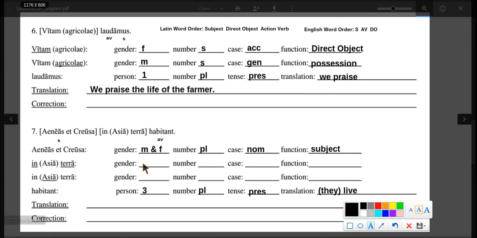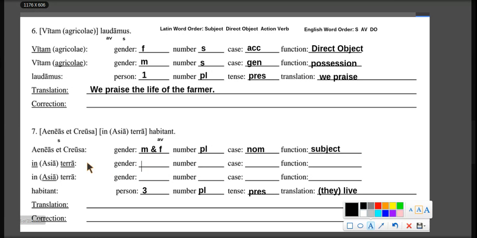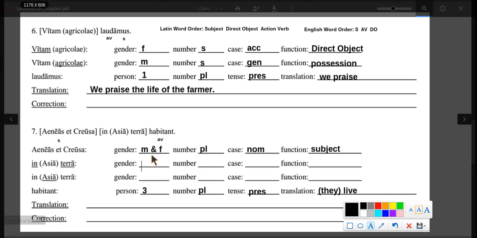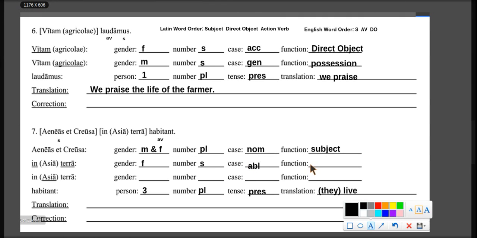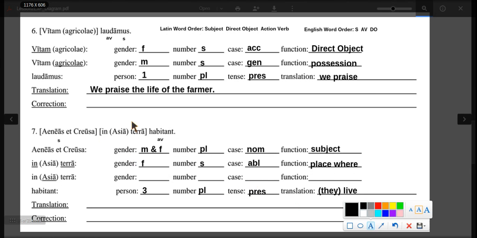Remember from last week, terra, we have that long a ending on it, so we know we have the ablative singular of the first declension. So terra is feminine, number is singular, and case is ablative. Function would be your place where. Okay. So in plus the ablative, place where.